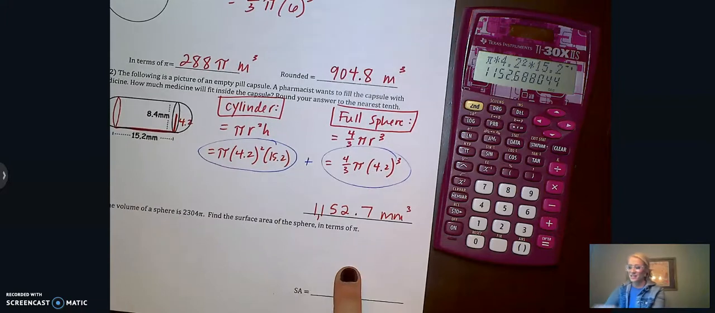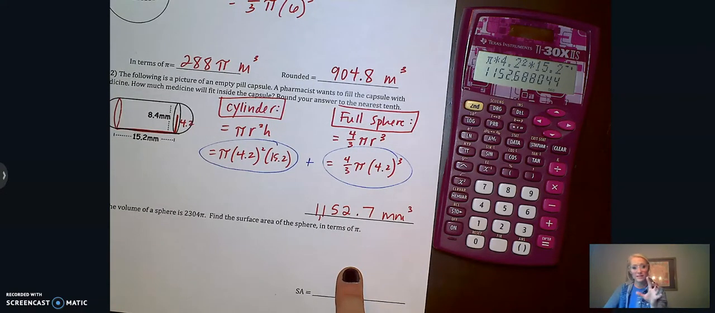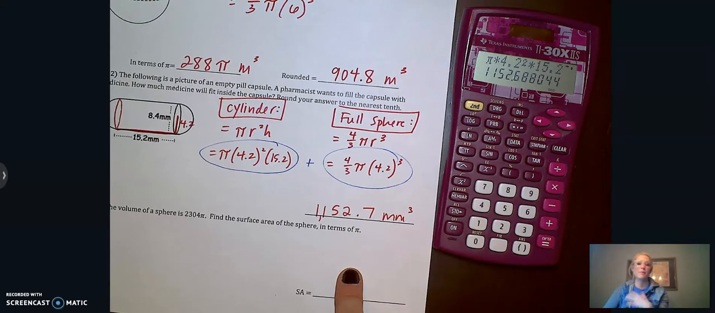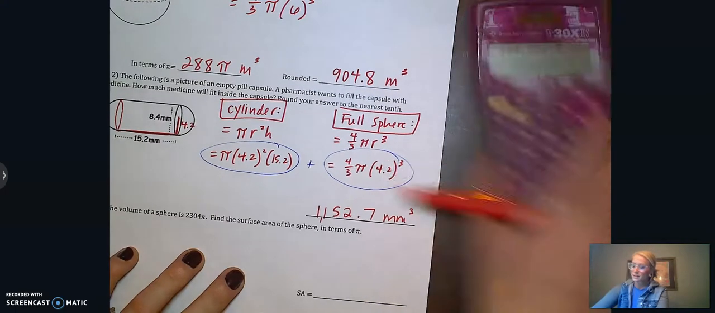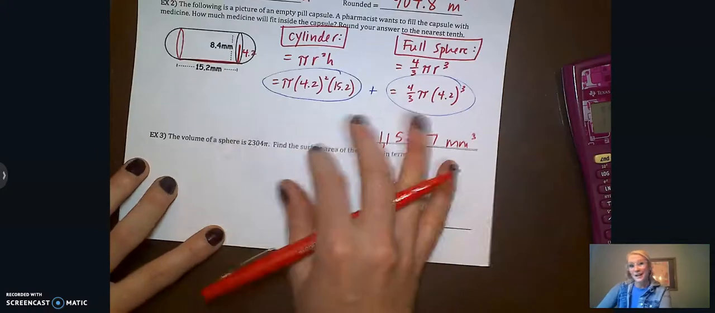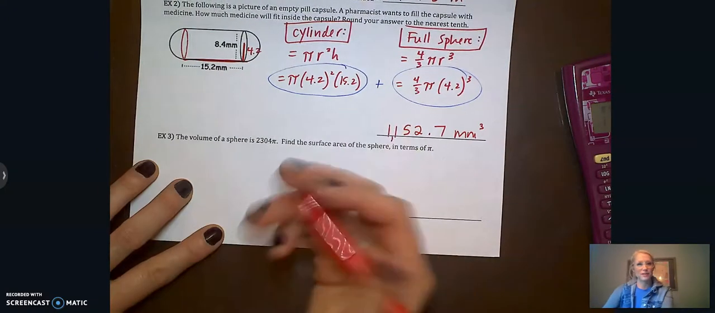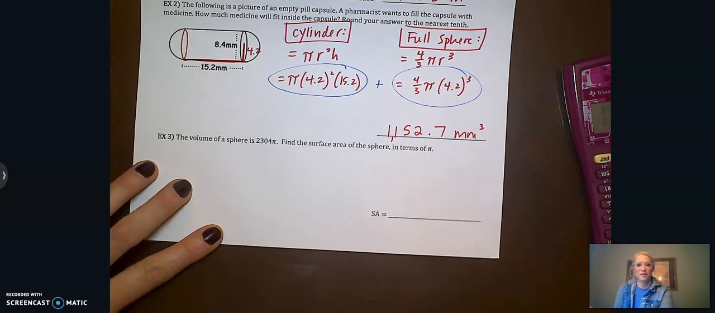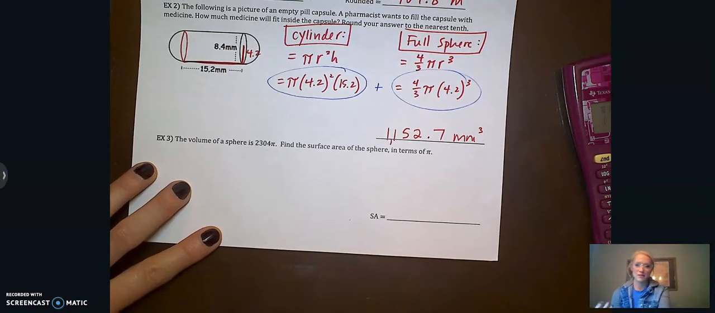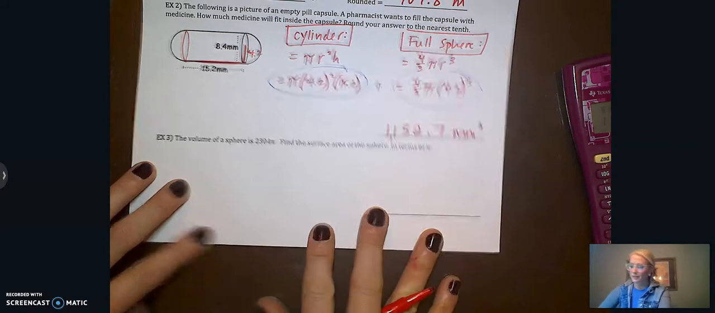Real world application, that's how much medicine could fit inside. Pharmacists would know, 1152.7 millimeters cubed. Okay, that's kind of how you'll see volume of spheres, thrown in with another figure. On its own, it's just kind of too easy. All you need is the radius and a calculator.